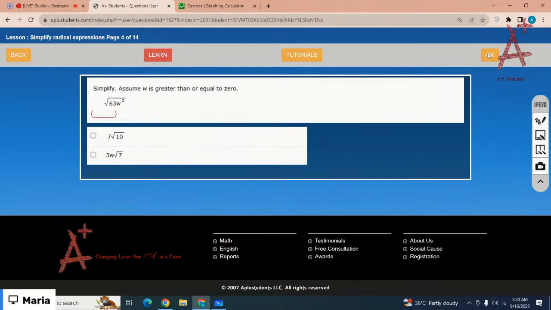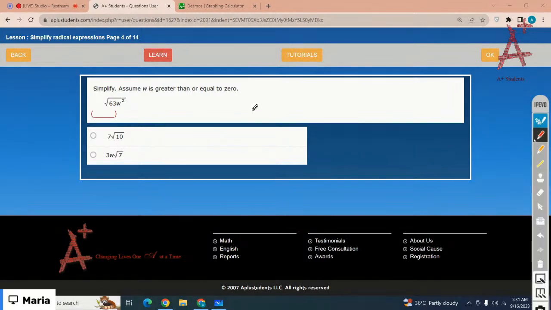Okay, the next one is 63w square. So which is the correct option? The correct option is 63w.